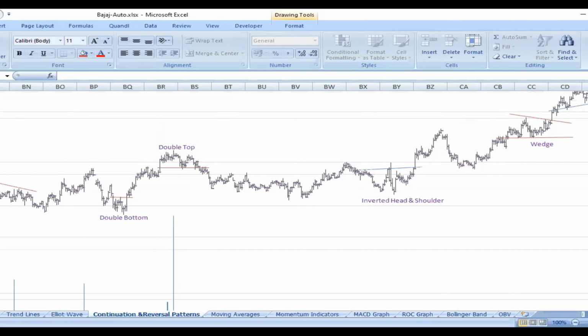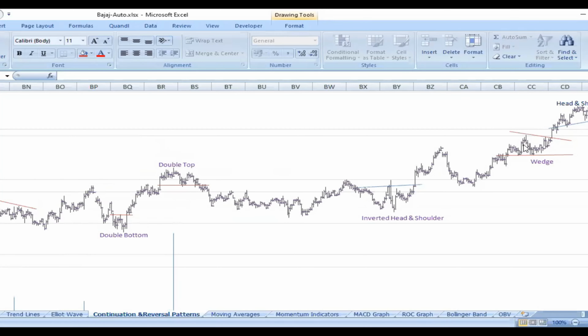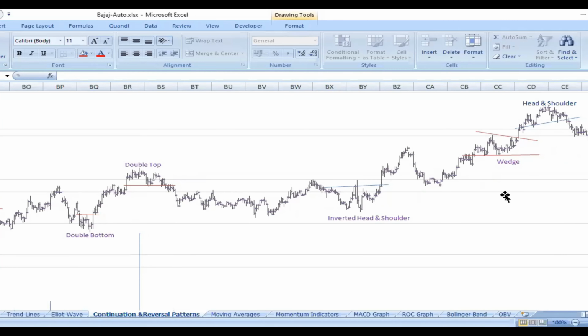Wedge again is an indicator where the price remains in a certain range, but the highs become lower and the lows become higher, and then it consolidates. At a certain point in time when it breaks, it goes into an upward trend, right? So wedge is a continuation indicator: it is maintaining its positive momentum and is going up.